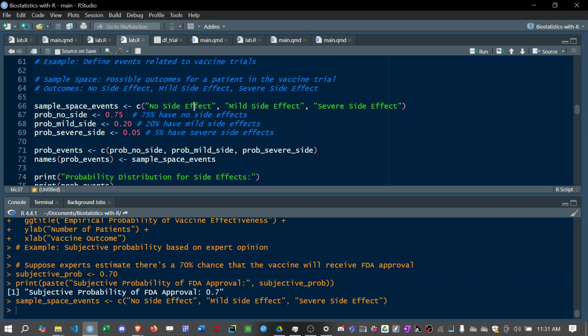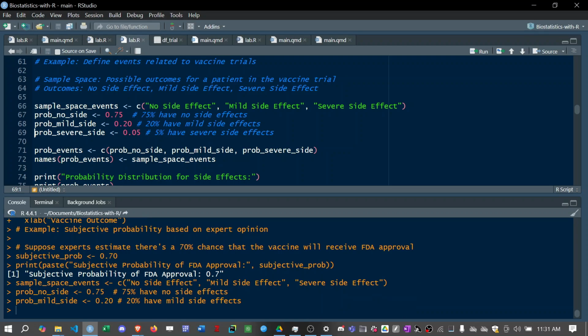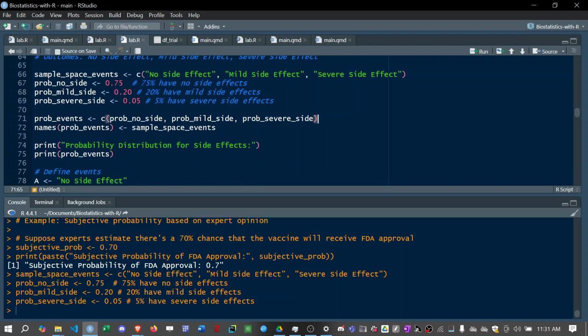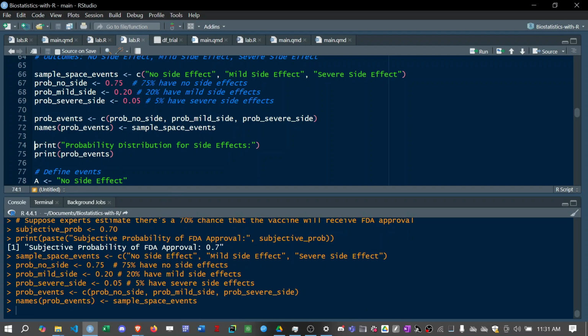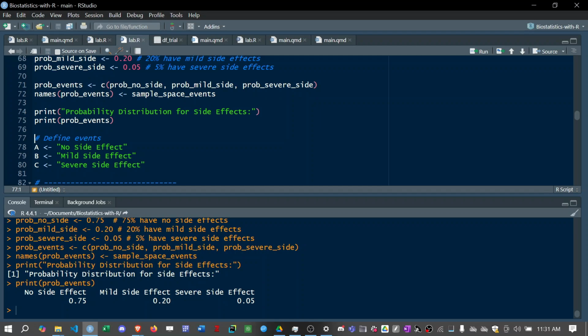The probability of having no side effects is 0.75. The probability of mild side effects is 0.2. The probability of severe side effects is 0.05. Now we are going to store the probability events as a vector in the variable probability events, and I'm going to give respective names to this vector. I'm going to run it, then print it to view what we have. The probability of no side effects is 0.75, mild side effects is 0.20, severe side effects is 0.05.